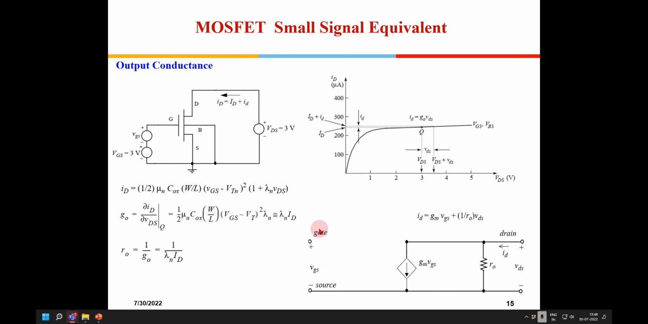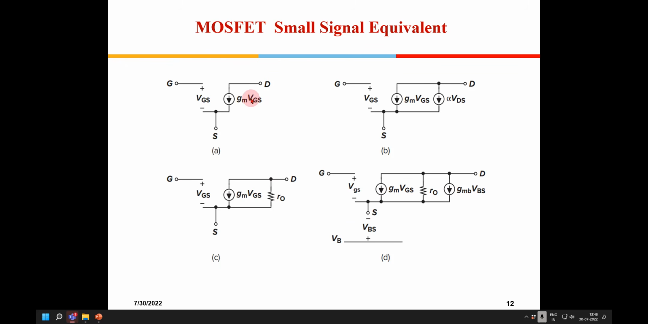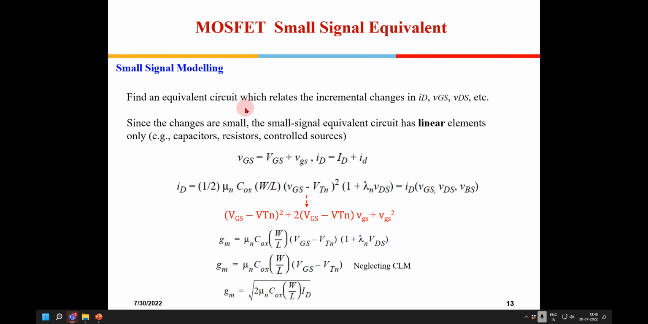Okay, so let me come back to this. So this is the small signal equivalent. Now, to find out what will be the value of gm: VGS total is capital VGS plus small vgs. This is the biasing voltage, and this is the small signal. The total current is ID plus small id. Now I have ID equal to (1/2) mu Cox (W/L) (VGS minus VTH) squared times (1 plus lambda VDS).